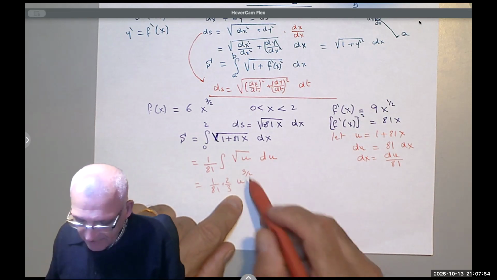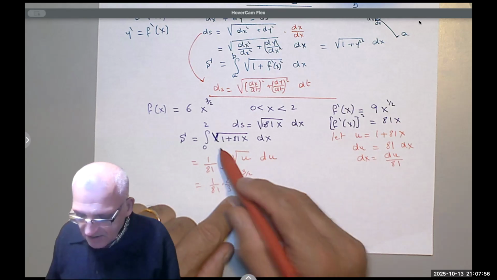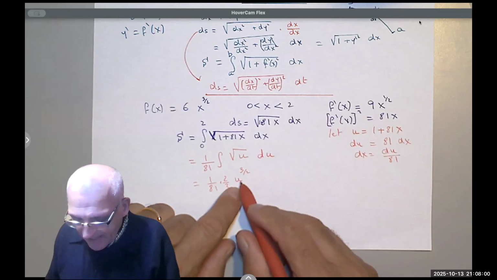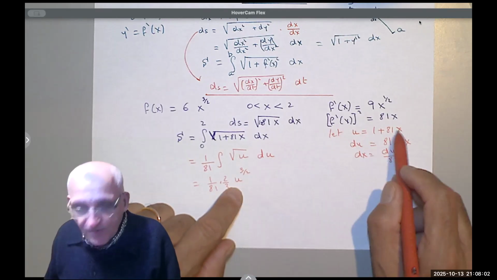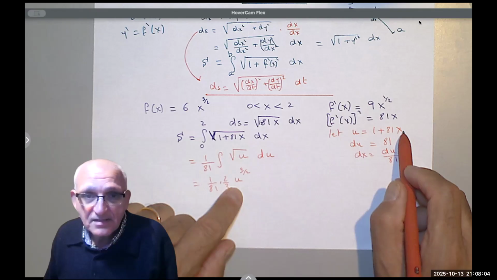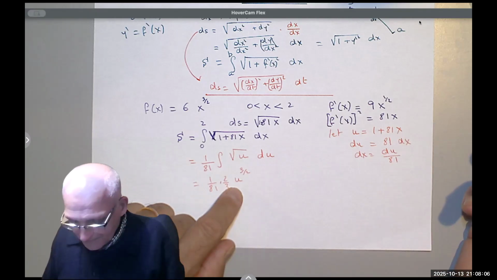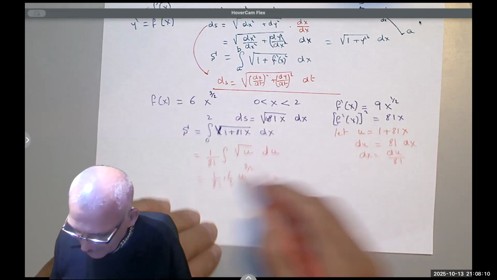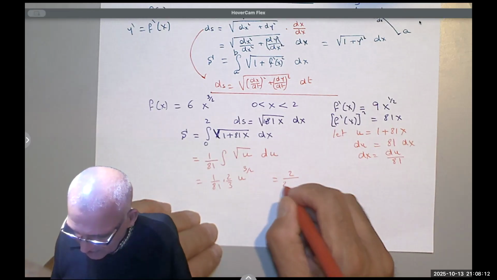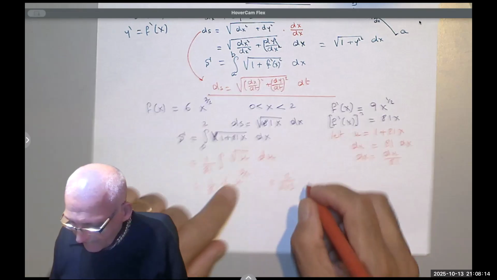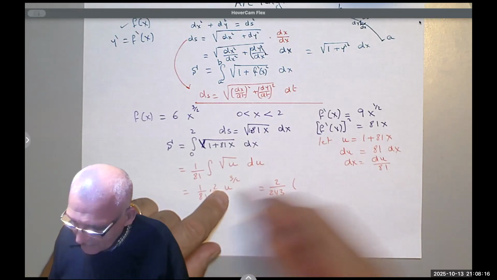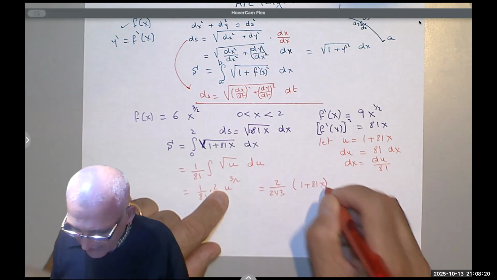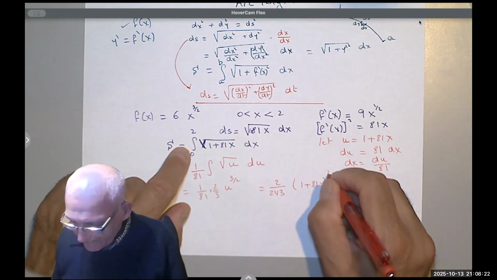Either you change the limits of integration, and you can do that easily, or you return back the u, replace it with 1 plus 81x. So it's really up to you. So we can say this equals, notice this would be 2 over 243. And then instead of u, I'm going to say 1 plus 81x evaluated from 0 to 2.